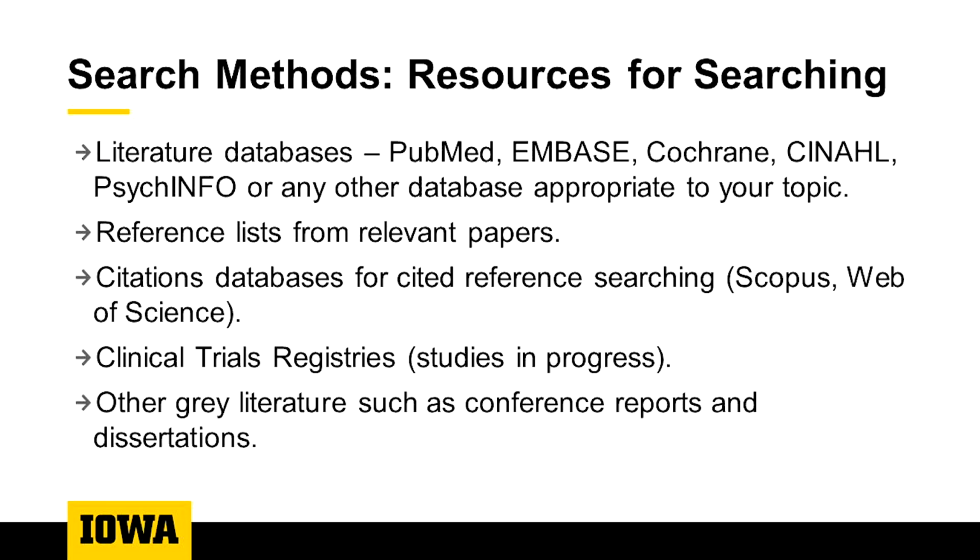So, some resources for searching. The first resource that you want to use are literature databases such as PubMed or Embase, Cochrane, CINAHL, PsycInfo, or any other databases that are appropriate to your topic. You can also search reference lists from relevant papers. You can search citation databases for cited reference searching, such as Scopus or Web of Science. You can look at clinical trials registries that look at studies in progress. You can also do a search for other gray literature such as conference reports or dissertations.